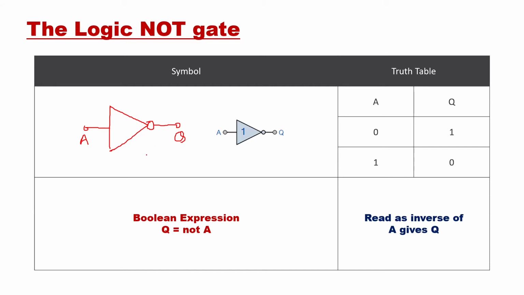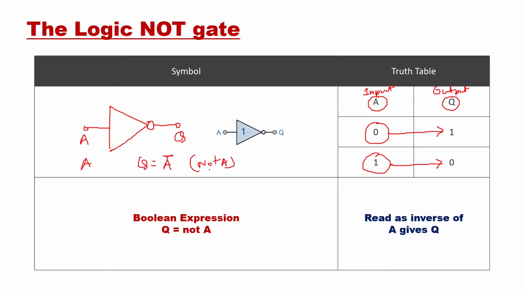Now in this two-combination case, what can I have? Here you can see the truth table. This is the input, and this is the output. If the input is 0, the output will be 1, and if the input is 1, the output will be 0. You read it as the inverse of A giving the output. So if A is the input, then output Q will be equal to the inverse of A, which is called NOT of A.